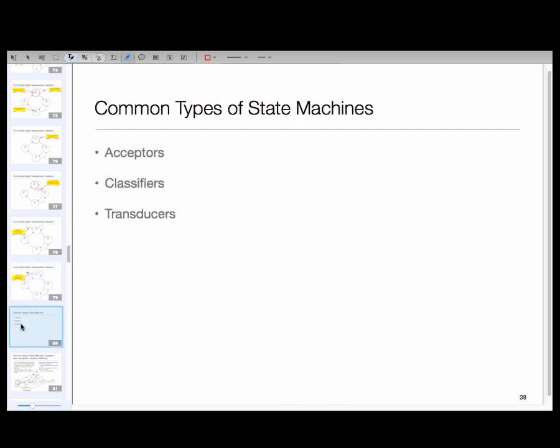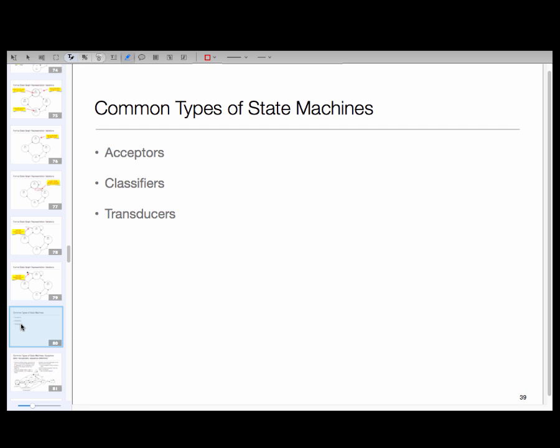Now, I'm going to take a very slight detour. Over the next week or two in homeworks and all, you are going to encounter many different types of state machine problems. I'll say, design a state machine to do this or do that. They very broadly fall into three categories.